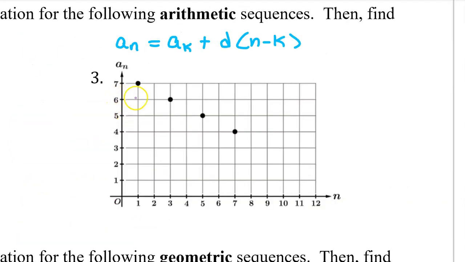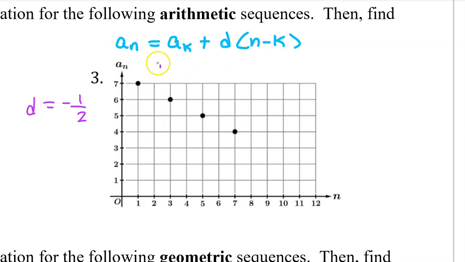For number 3, they give us a graph. Graphically, the common difference d is the slope of this graph. So, rise over run. This is down 1, right 2. So that's -1/2. So we know d. So we should be able to pick any point off of this and plug it in for ak.